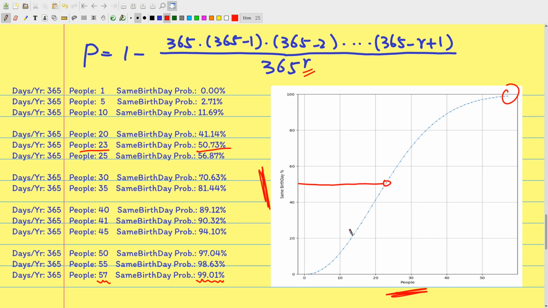All right, I hope this video can give you some sense of how many people in the same room are needed to have the same birthday. It's a permutation problem, and this model can actually be used in many places.